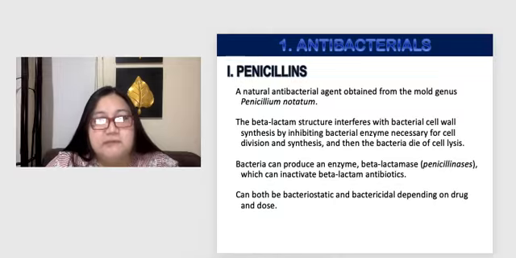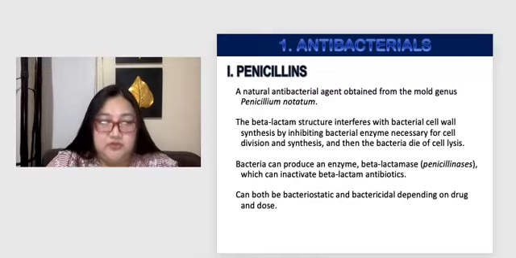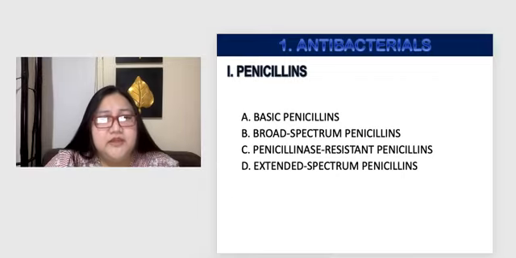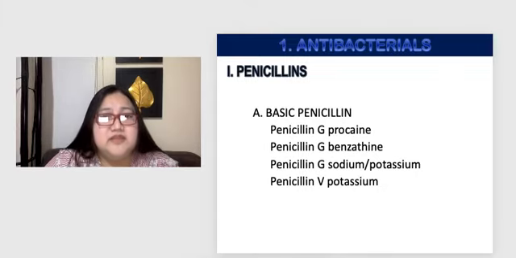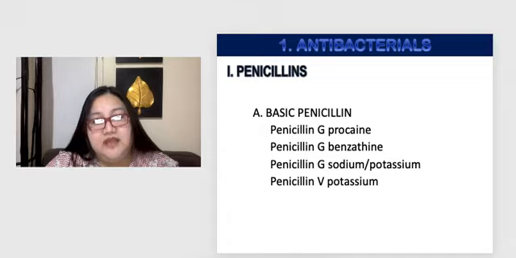Again, si penicillin, pwede siyang bacteriostatic and bactericidal depending on the drug dose. Now, there are 4 general classes of penicillins: the basic penicillins, the broad-spectrum penicillins, the penicillinase-resistant penicillins, and the extended-spectrum penicillins. Ang basic penicillins, siya si Pen-G at si Pen-V. It's the first penicillin. Okay? Pwede siyang ibigay ng oral and parenteral. So, sa parenteral, IM and IV.